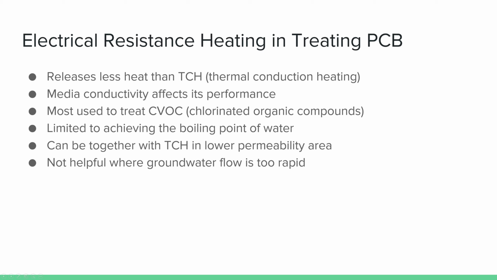Electrical resistance heating is very similar to TCH in terms of removing pollutants, but at a limited temperature, since it relies on the resistance of media. It is used mostly to treat chlorinated organic compounds, but it is limited to reaching the boiling point of the water. It can be used together with TCH in lower permeability areas, and they are both unhelpful when there is groundwater, since it will cool the temperature down.